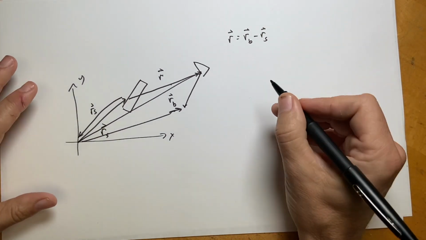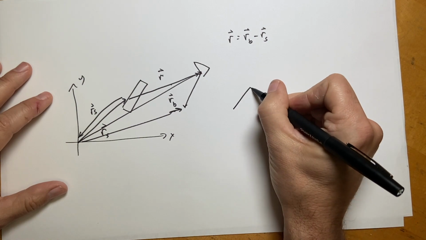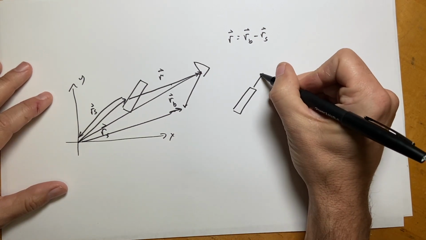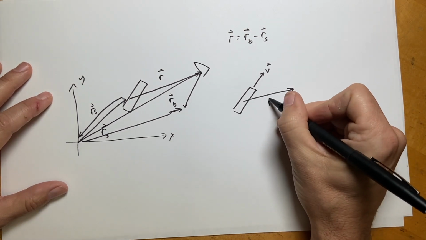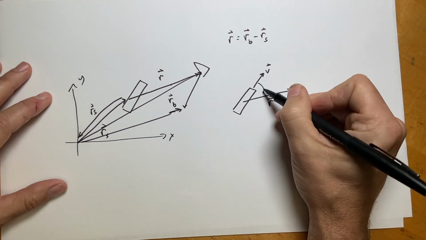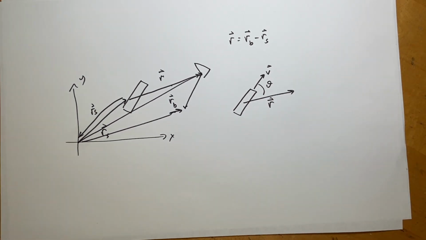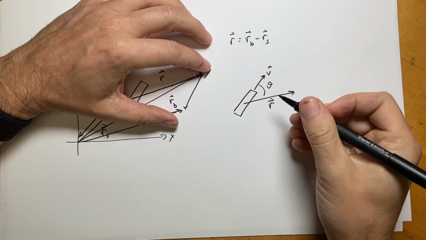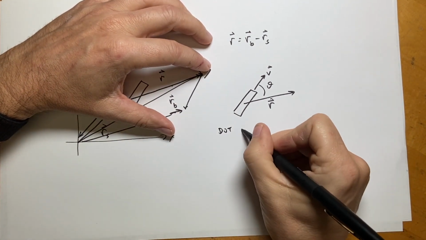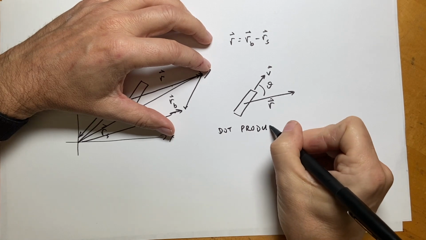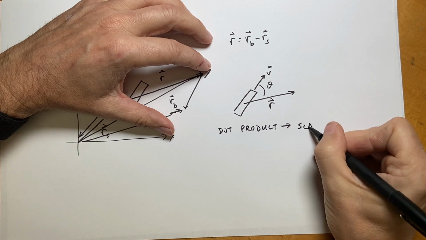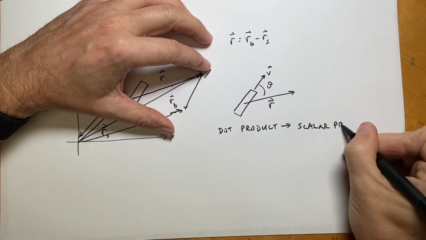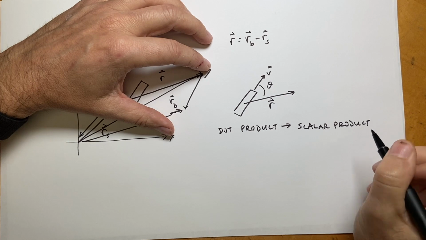And I need that because I want to find out, let me redraw my sub. Here's my sub. Here's its velocity vector v, and then here is the bearing vector, which is just called r. Now, how do I find the angle between those two vectors? This is where an operation called the dot product comes in, also known as a scalar product. So it's an operation between two vectors.